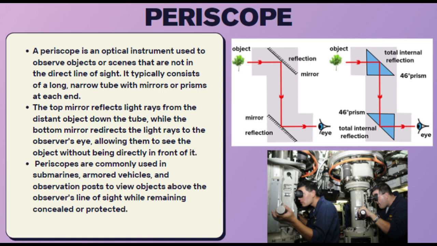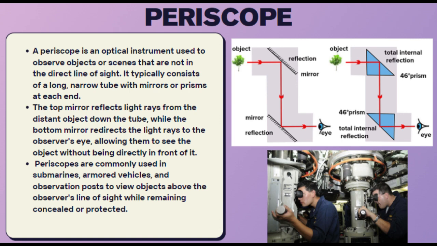line of sight. It typically consists of a long, narrow tube with mirrors or prisms at each end. The top mirror, known as the objective or upper mirror, is angled to reflect light rays from the desired object down the periscope tube. These light rays then encounter a second mirror, known as the eyepiece or lower mirror, which redirects them towards the observer's eye, allowing them to view the object.